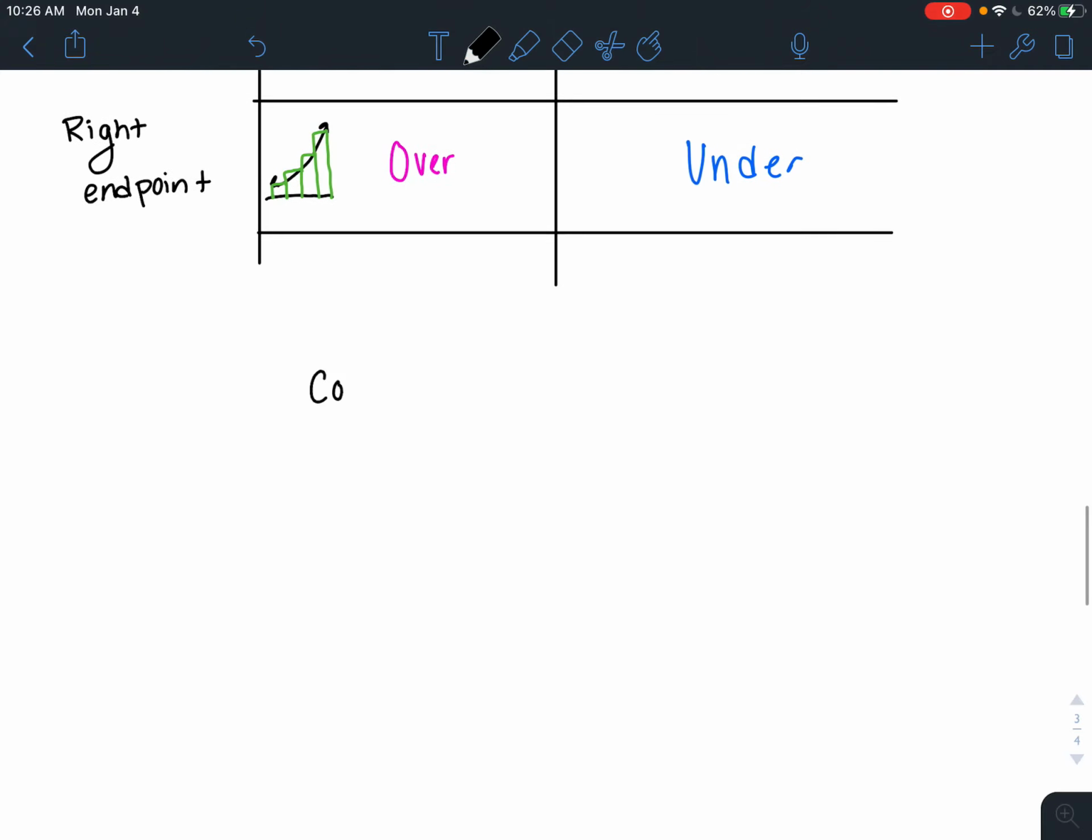We need to look at the concavity. The same thing happens here: we can figure out if it's concave up or concave down, and that can tell us whether our trapezoidal approximation will be an over or an underestimate.